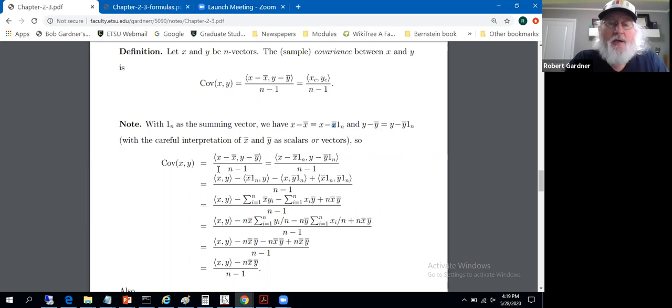Okay, covariance was defined in terms of this from upstairs. We just saw that we can express the x bar vector as x bar scalar times the 1 sub n vector, and the 1 sub n vector is the vector of all ones. So when you multiply by x bar, you get the vector of all x bars. Certainly that's correct, so we can do a little substitution for x minus x bar and y minus y bar, introducing the 1 sub n vector.